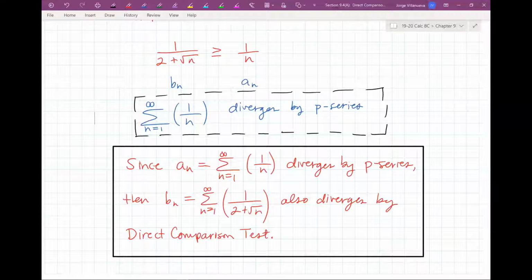And this is why a lot of people don't like direct and limit comparison tests, because it's up to you to decide, what am I going to use? Okay, so it's on you. There is no trick. The easiest trick I can tell you is just to get rid of the excess weight in the denominator and just use your degree.